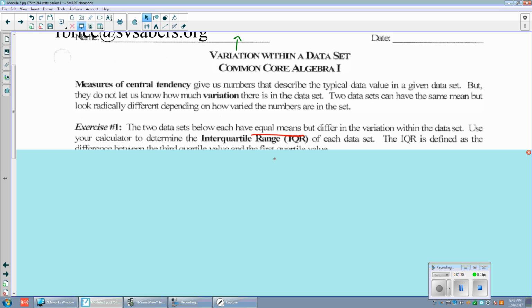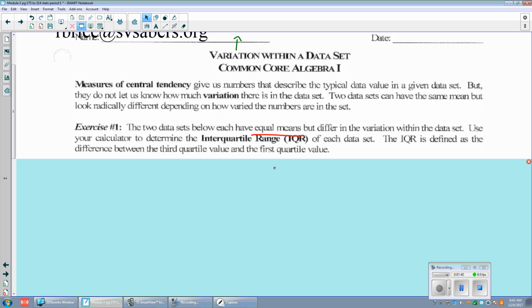Exercise 1. The two data sets below have equal means but differ in variation within the data set. Use your calculator to determine the interquartile range of each data set. The interquartile range is defined as the difference between the third quartile and the first quartile value.